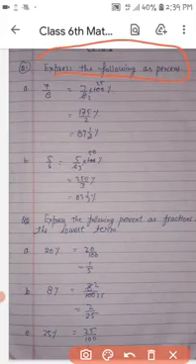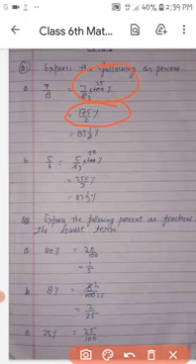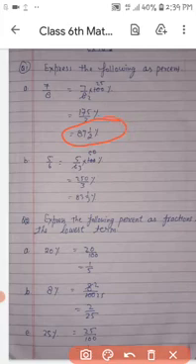7 upon 8 multiply by 100 and write the percentage sign. Again cancel out the table of 4. 4 twos are 8, 4 twenty-fives are 100. Now here it comes to 7 into 25, which is equal to 175 upon 2. Now write here the mixed fraction: 87 whole number 1 upon 2%.